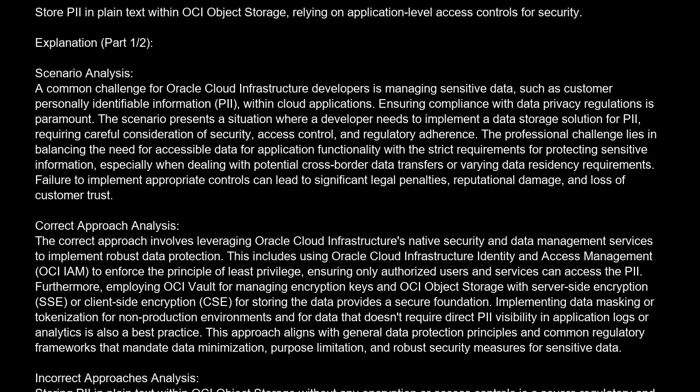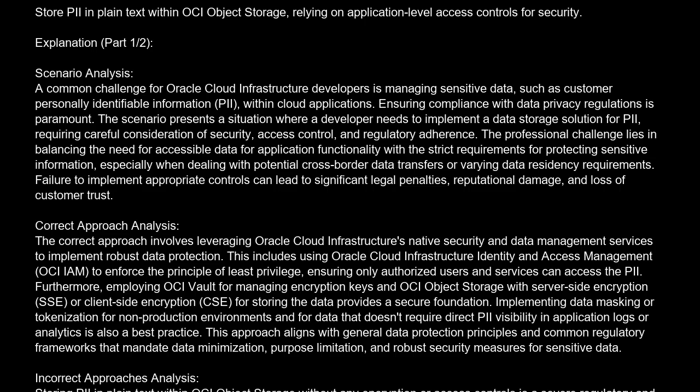foundation. Implementing data masking or tokenization for non-production environments, and for data that doesn't require direct PII visibility in application logs or analytics, is also a best practice. This approach aligns with general data protection principles and common regulatory frameworks that mandate data minimization, purpose limitation, and robust security measures for sensitive data.